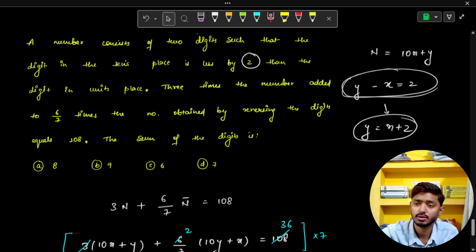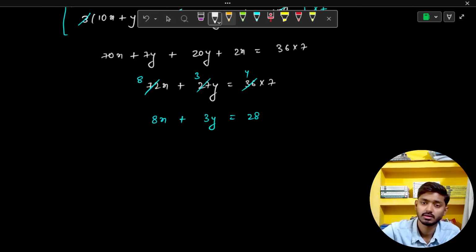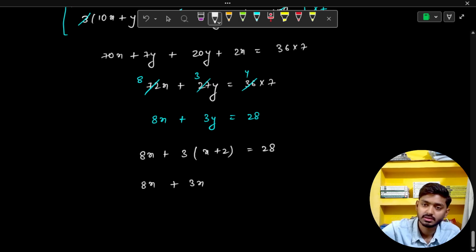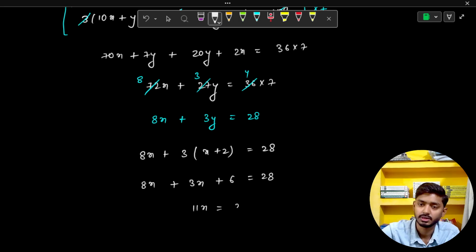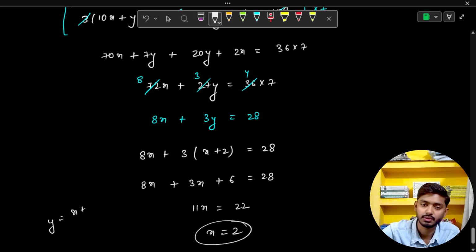We'll put the value of y over in here, that is x plus 2. That would be 8x plus 3x plus 6 equals 28 over here. 11x would be equal to 22. X equals 2. Now, the value for y, we know that is x plus 2. That is 2 plus 2 equals 4.